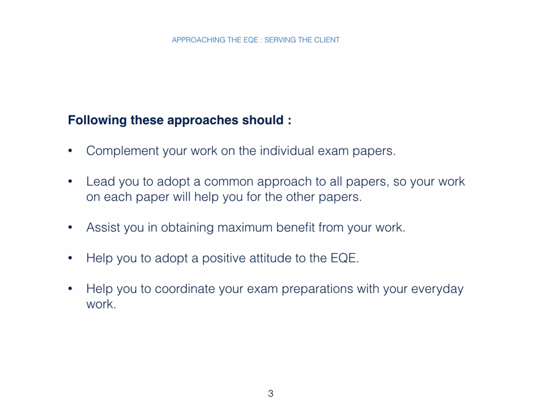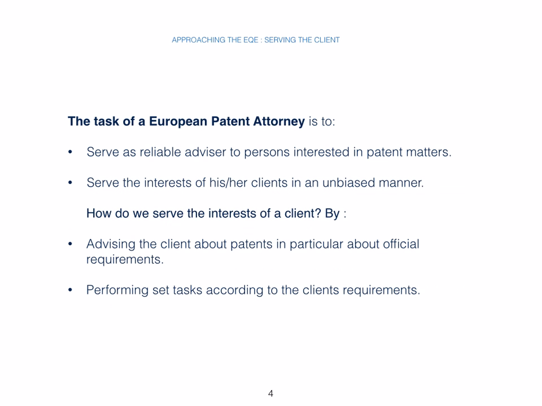Moreover, I hope it will assist you in obtaining maximum benefit from the work that you put in, and it will help you to adopt a positive attitude to the EQE. Lastly, I hope it will help you to coordinate your exam preparations with your everyday work. Those then are my hopes of what you will achieve by following the approaches. Let's now go ahead with the first approach on serving the client, starting with the task of a European patent attorney.